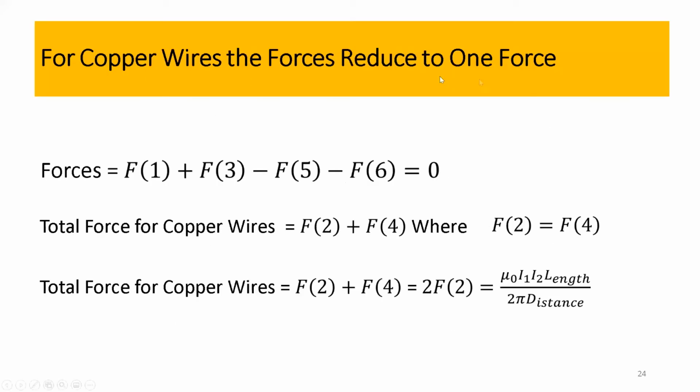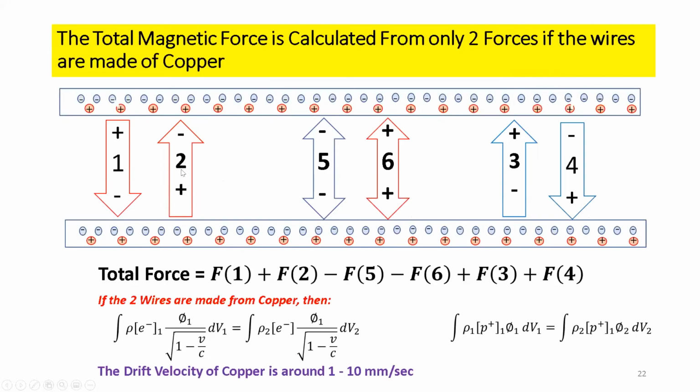So for copper wires, the force is reduced really to one force, because we have 1, 3, 5, and 6, and 1 and 3, 5 and 6 are virtually going to be 0, just because 5 and 6 are not moving, and 1 and 3 are just the same as 2 and 4. So the total force in the wire ends up being 2 and 4, where 2 is going to be equal to 4, which means if I go back here, the force from this wire to here is going to be the same as the force going over to here.